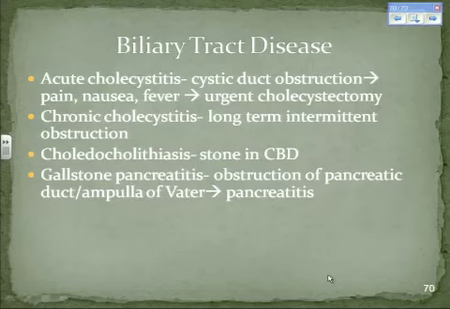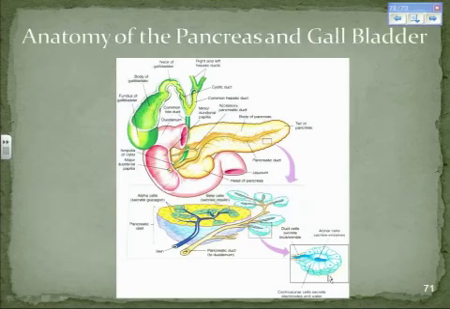If the stone goes all the way down to the sphincter of Oddi and it obstructs the pancreatic duct, you can get gallstone pancreatitis, which we just talked about in the last lecture. Again, anatomy, you have to understand how the cystic duct attaches to the common bile duct, which then attaches to the pancreatic duct. Does it always attach to it? No. There's a variant. Here's a variant. The variant is that you have two separate holes. One's the pancreatic duct hole, and the other one is the common bile duct hole. It happens in maybe less than 5% of the population. Most of the time you'll see a common duct that's a connection between the cystic duct and the pancreatic duct.